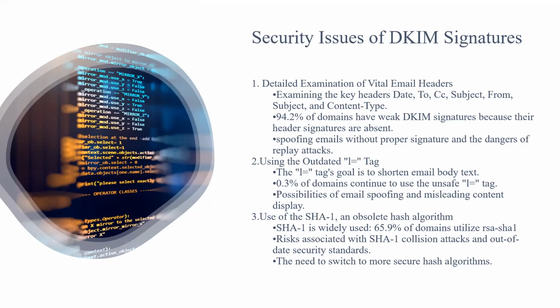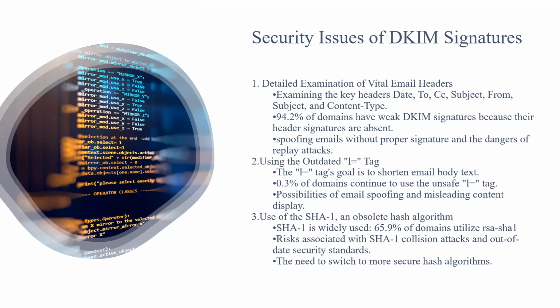And the second step used by the researchers is using the outdated tags. The l= tag's goal is to shorten the email body structure. 0.3% of domains continue to use the unsafe l= tags. Because of that, it leads to email spoofing and misleading content display. l= is length equals.